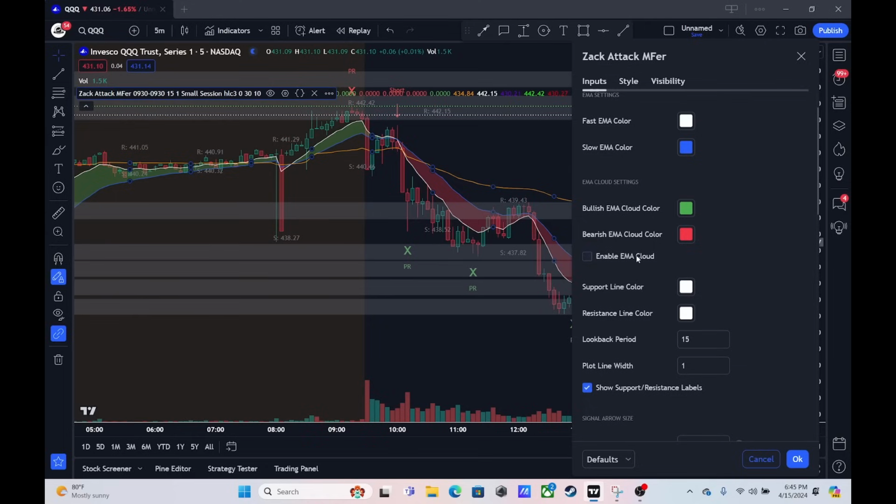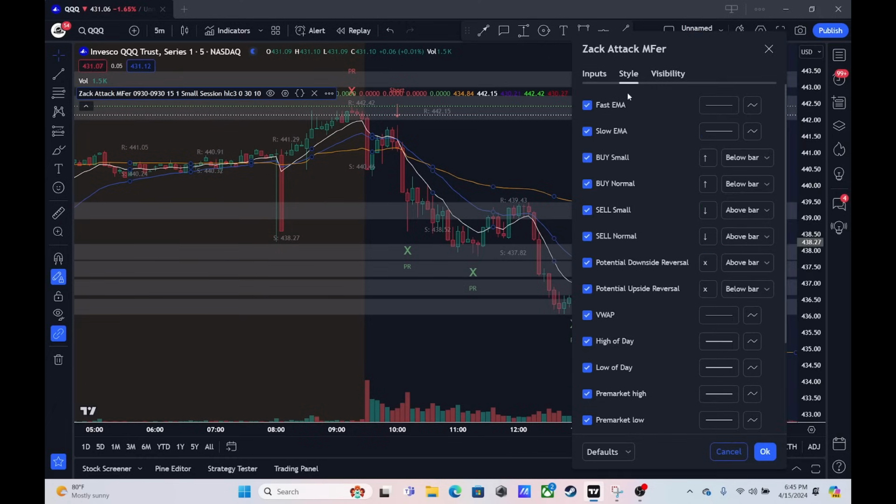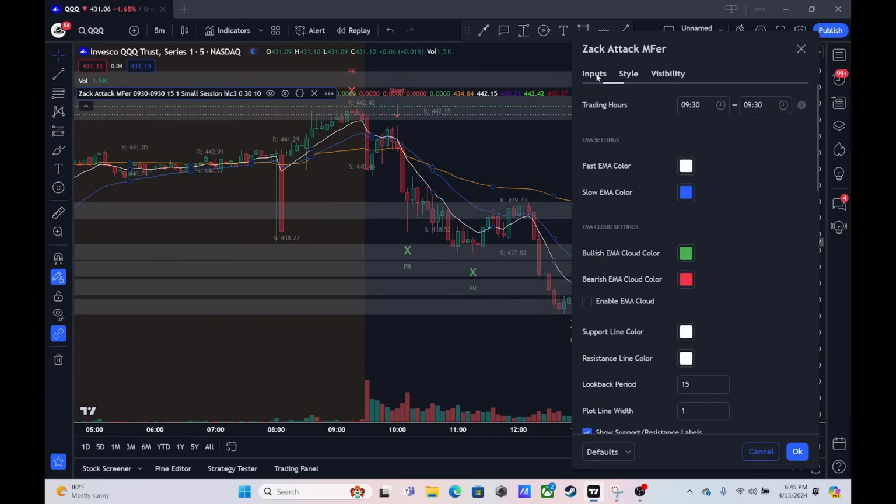If you don't want it, you can uncheck enable EMA cloud, and that whole thing will disappear, but you will still have your EMAs, right? If you don't want your EMAs, you can also get rid of those. So this style tab is going to allow you to remove all of your lines and your EMAs, VWAP, things like that. So I can uncheck these individually or both, and I can get rid of my EMAs just like that. So again, all of this stuff is able to be toggled.